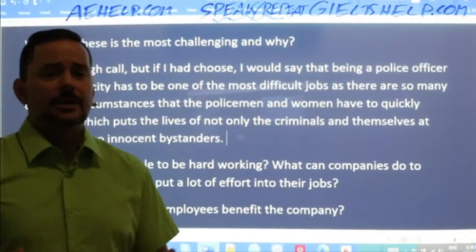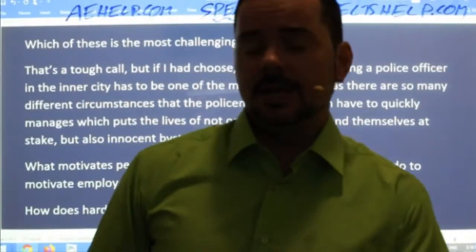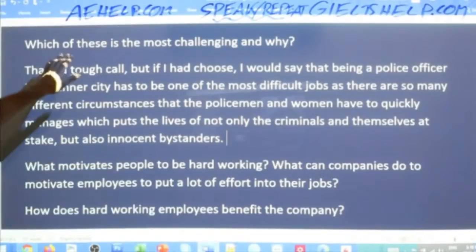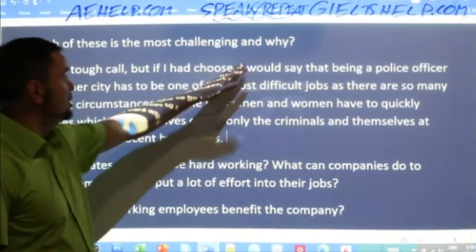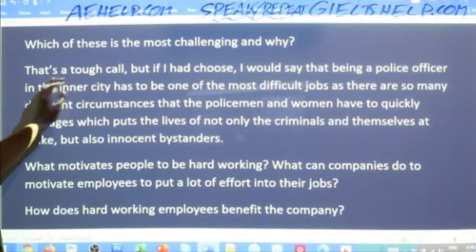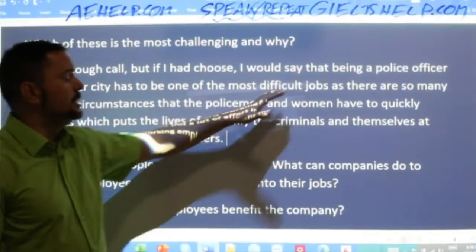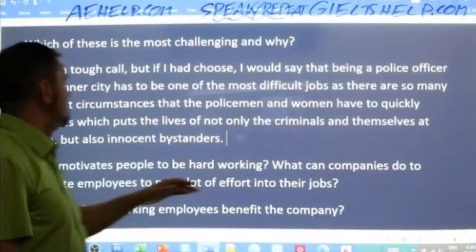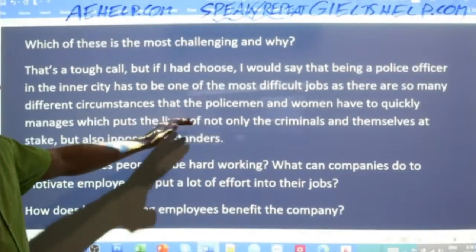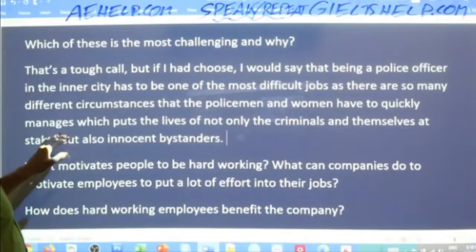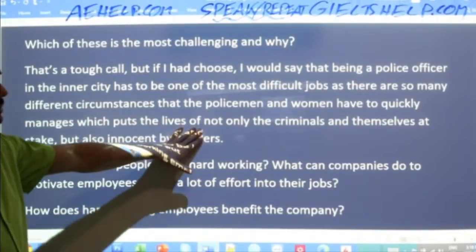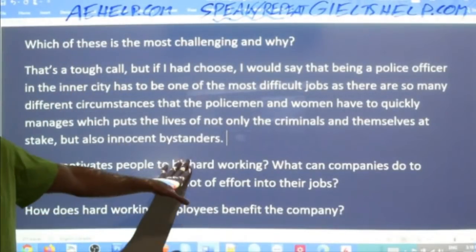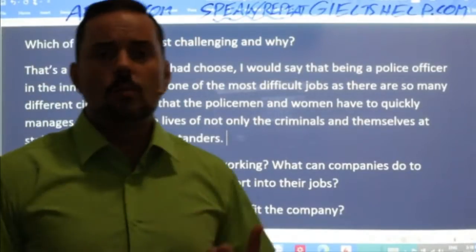Teaching you some vocabulary while we're doing this as well, okay? So watch this, follow with me, repeat after me, and then I will explain. So which of these is the most challenging and why? That's a tough call. But if I had to choose, I would say that being a police officer in the inner city has to be one of the most difficult jobs, as there are so many different circumstances that the policemen and women have to quickly manage, which puts the lives of not only the criminals and themselves at stake, but also innocent bystanders. Okay, so I'm choosing one side here.